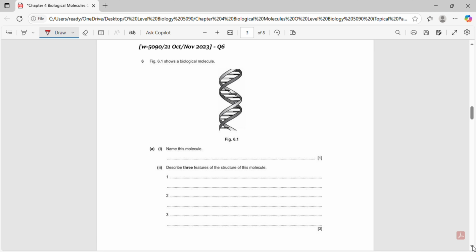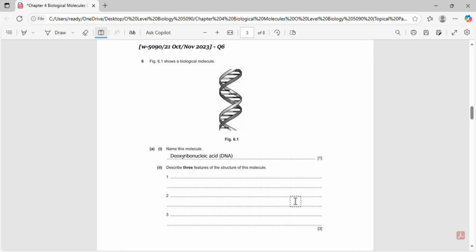Alright, let's come back to the theoretical questions. You might remember that we had attempted this question earlier but had set aside some of its parts to cover later in this chapter, so let's tackle them now. If you look at figure 6.1, you'll see it shows a biological molecule with a double helix structure. The question is, name this molecule. The answer, of course, is deoxyribonucleic acid, commonly known as DNA.